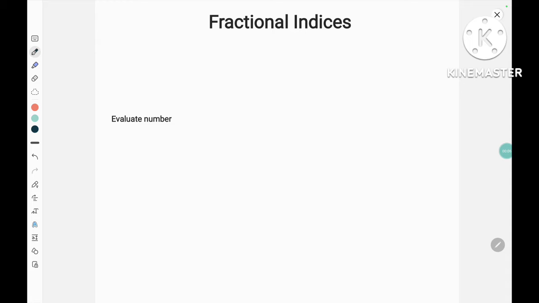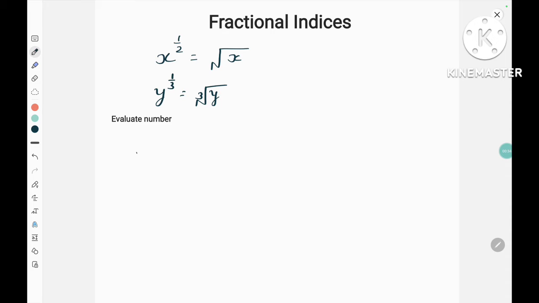What does fractional indices mean? Look over here. If we have x to the power of half, what does this mean? This is similar to the root of x. If we have something like y to the power of 1/3, that means cube root of y. This is a similar thing. Okay, let's see some examples.